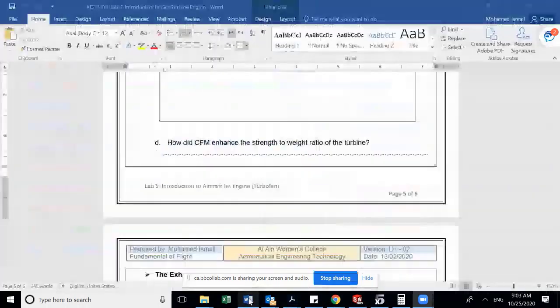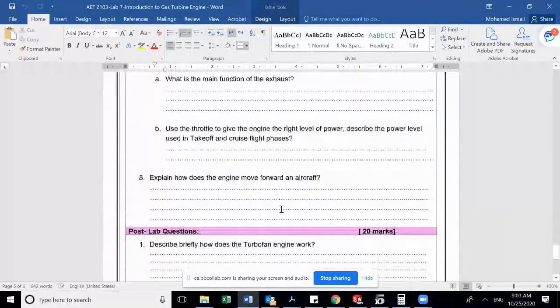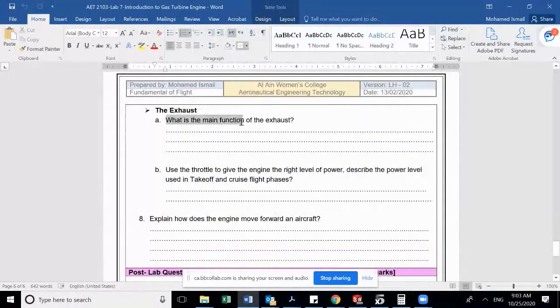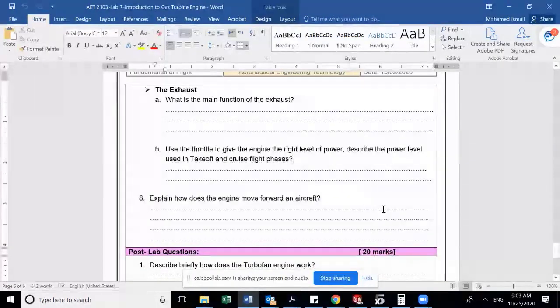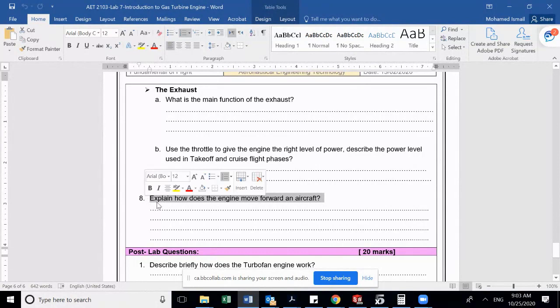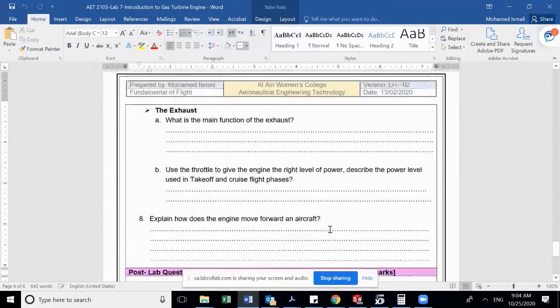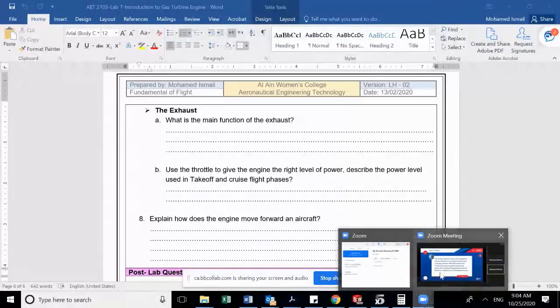And before that, let's see what the questions related to this part are. What is the main function of the exhaust? Use the throttle to give the engine the right level of power. Describe the power level used in takeoff and cruise flight. And explain how the engine moves an aircraft forward. I will leave this for you. You can Google it to know how the engine moves the airplane forward, or we may even find it here in this exhaust part. Now let me move back.